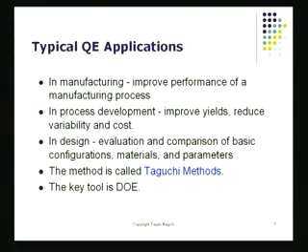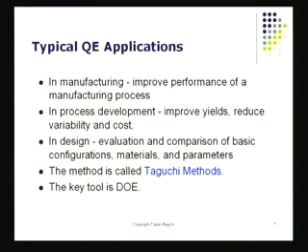What are some of the typical applications of quality engineering? In manufacturing, we can apply this to try to improve performance of a manufacturing process. That is something we can do quite easily. When we have a process, we can improve yields, we can reduce variability, we can reduce defects, and also we can reduce cost. In design, we can evaluate many different alternatives. That's also something that we can do quite easily if we're using this approach of quality engineering.